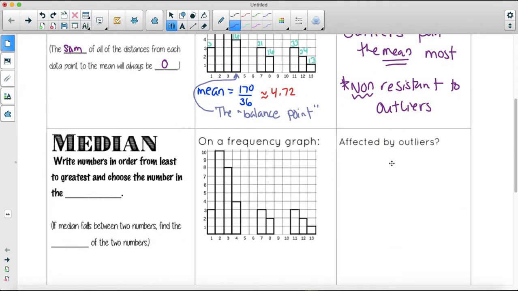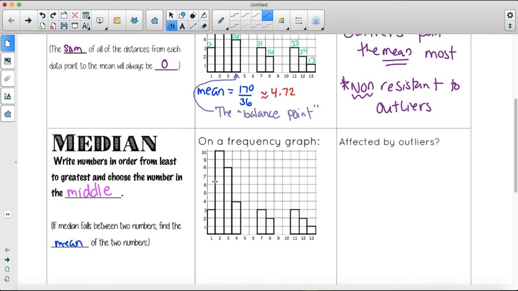For the median, to find the median, we write the numbers in order from least to greatest and choose the number in the middle, the exact middle. If the median falls between two numbers, meaning that we don't have an exact middle, you have to find the mean of those two numbers. So whatever those two numbers end up being, the median will be between those two numbers.